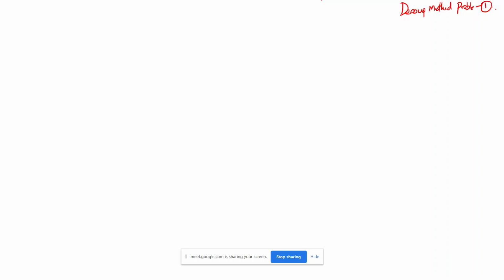So I'll solve your problem here. Consider, please take a note of this question. Consider the 3-bus system as shown in the figure.